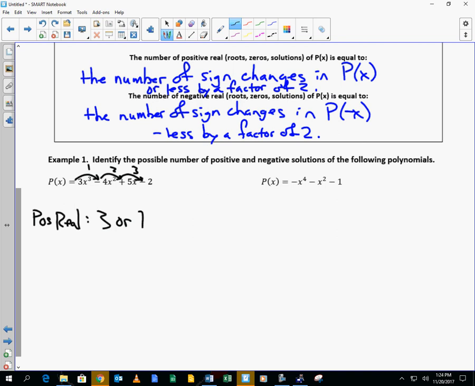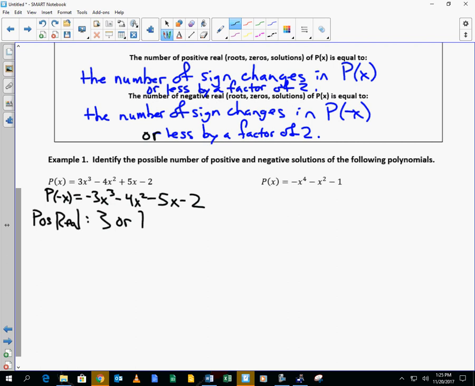Okay, the second part. The number of negative real zeros, roots, or solutions of P of x is equal to the number of sign changes in P of negative x, or less by a factor of 2. So in order to compute the number of negative real roots, we have to list what P of negative x is. If I plug in a negative x, what is that going to become? Then when you square it, the negative just goes away, right? So you're able to keep that subtraction sign.